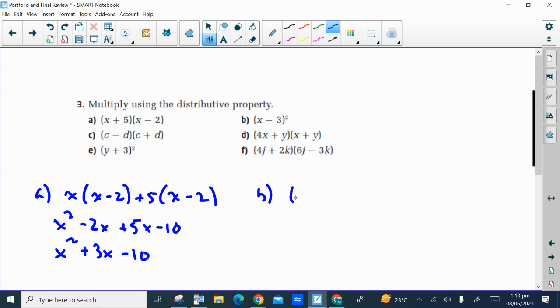X minus 3 squared. Well, squaring something means multiplying it by itself. If you just say it's x squared plus 9, you're wrong. There's more to it than that. So you use distributive property.